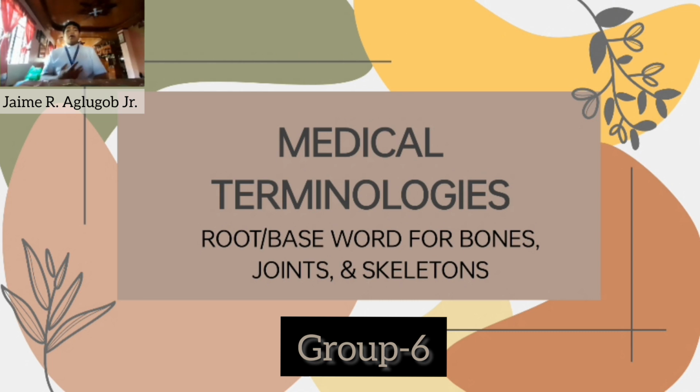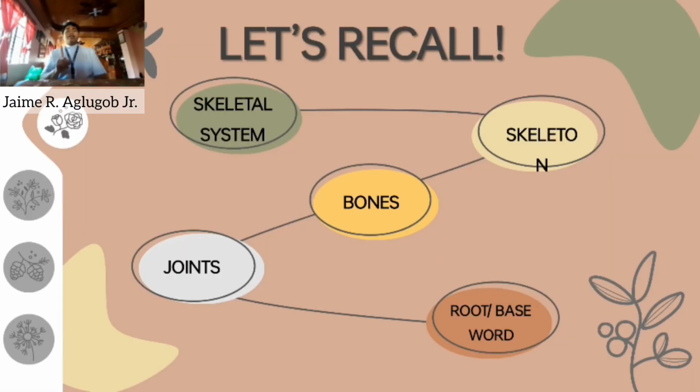Before we jump on to the main topic of this presentation, let's first recall some of the terminologies we used to encounter when we were still in high school up until now in college. These are: 1. Skeletal system, 2. Skeleton, 3. Bones, 4. Joints, and lastly, root or base word.